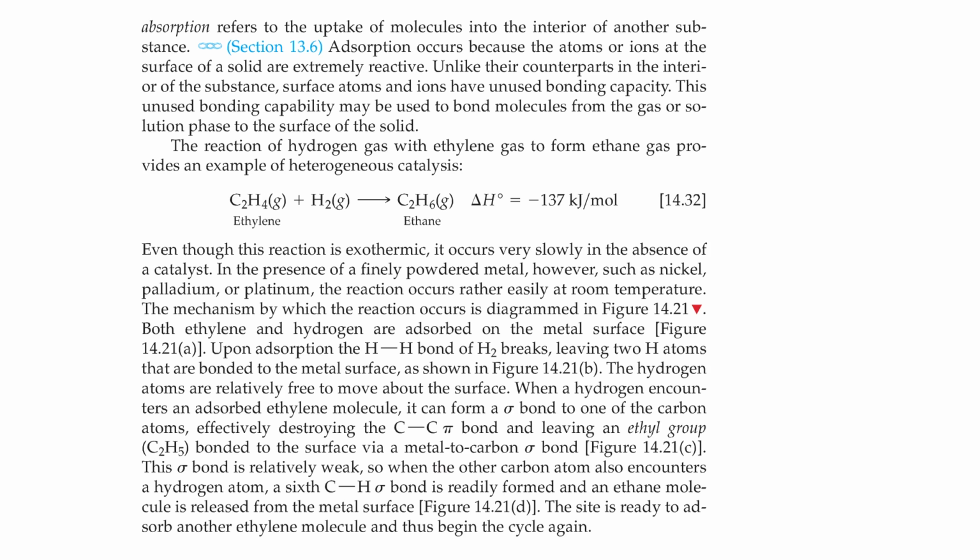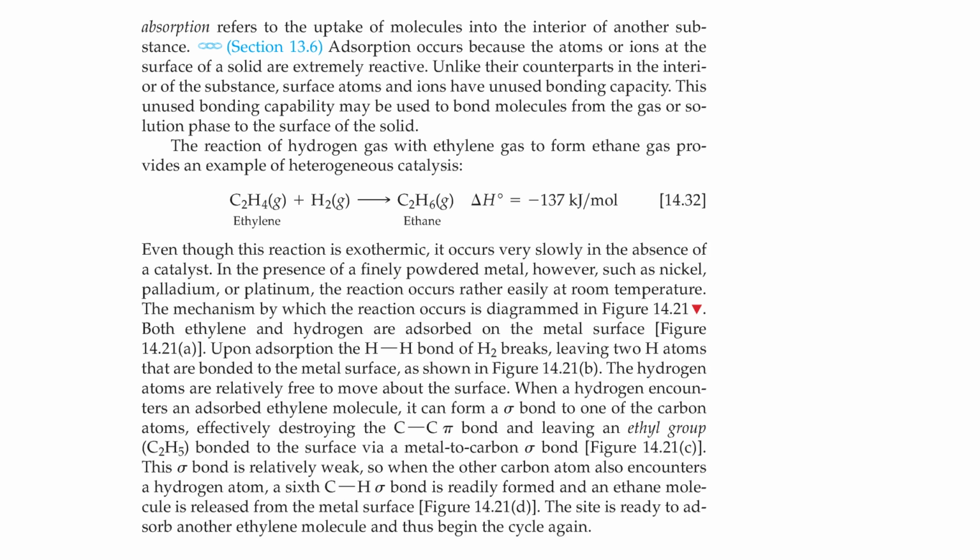Both ethylene and hydrogen are adsorbed on the metal surface. Upon adsorption, the hydrogen-hydrogen single bond of hydrogen breaks, leaving the two hydrogen atoms bonded to the metal surface, as shown in Figure 14.21b. The hydrogen atoms are relatively free to move about the surface.